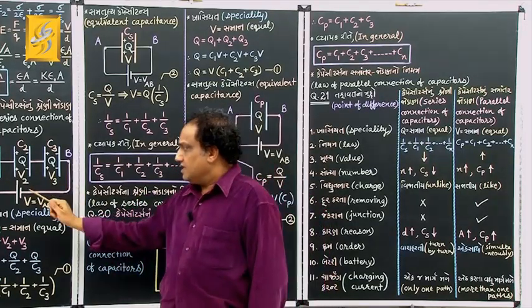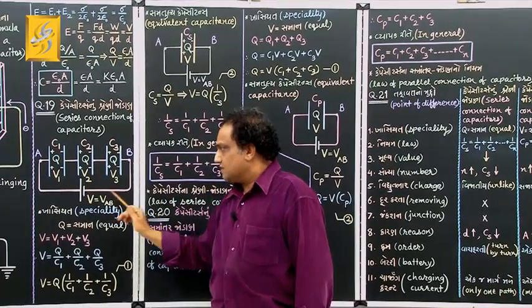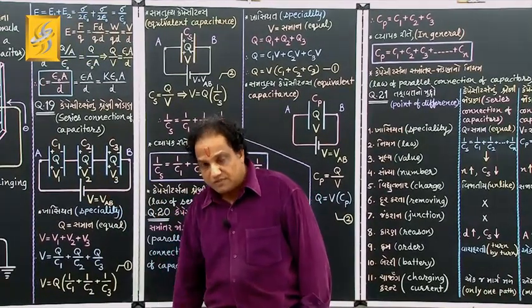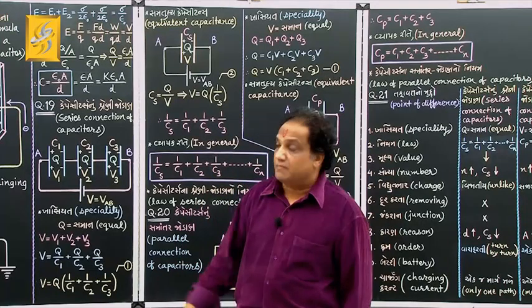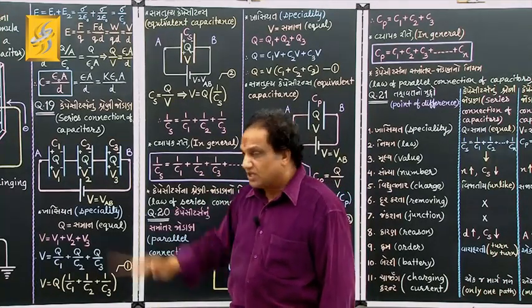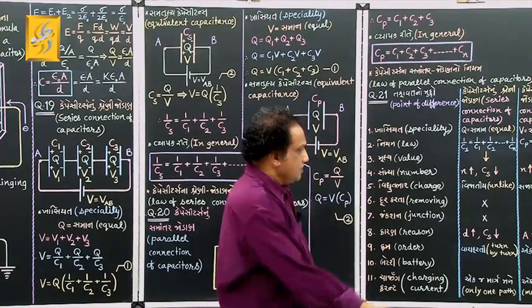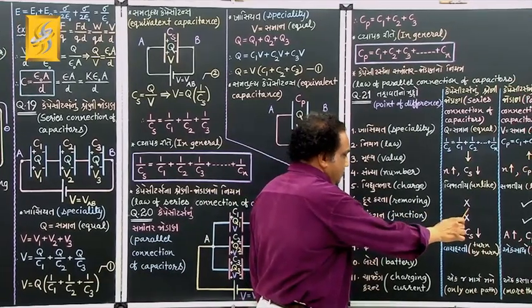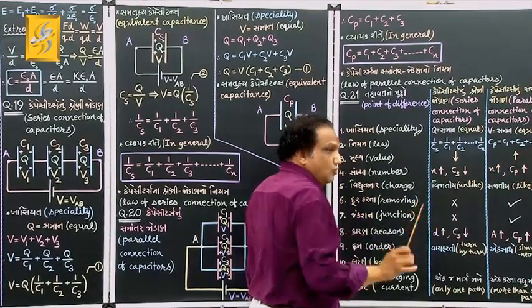Tell me, is there any junction here? No junction, because at no point you will find more than two conductors meeting here, correct. So there is no junction here. So I am just putting a wrong mark, there is no junction, okay.